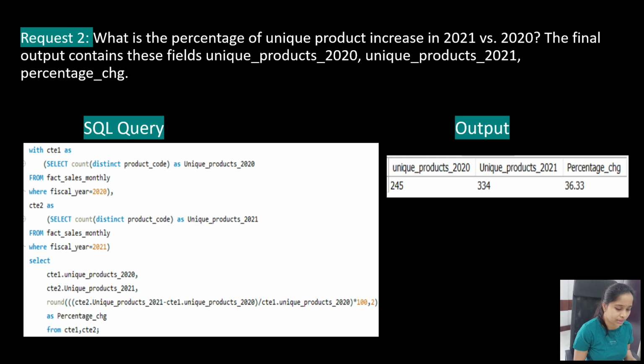So this is the second ad hoc request: we need to identify the percentage increase of unique products in 2021 against 2020. So I ran a SQL query to get the output. Here in the query you can see I have used a CTE, which is a common table expression, and also used a CASE statement to grab the unique products for each year. Let's move to the insights part now.